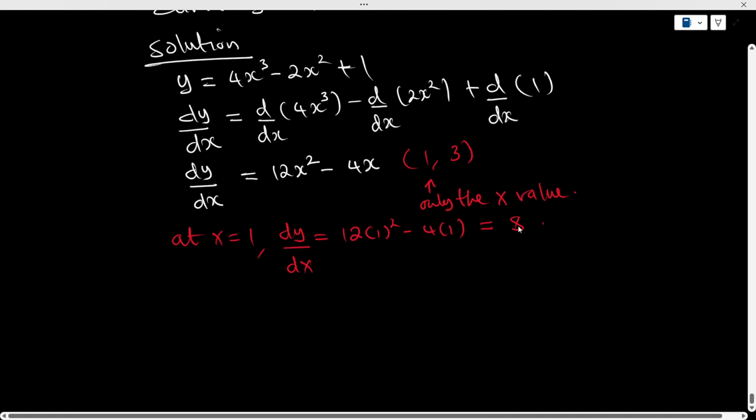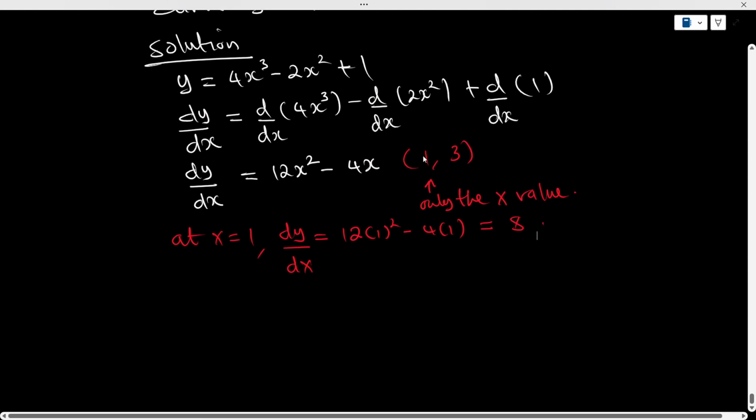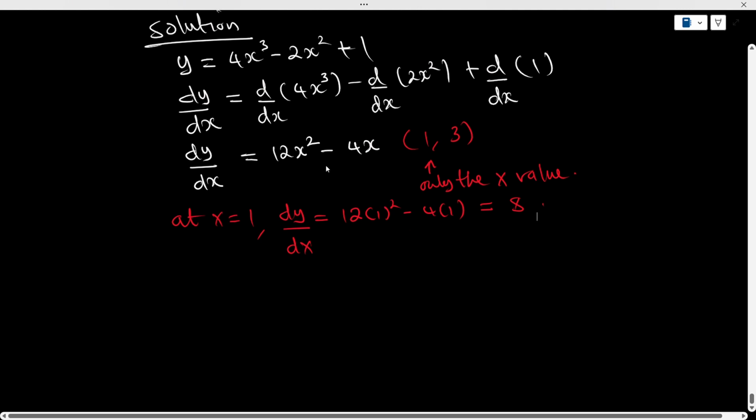So this is the gradient of this curve, for 4x cubed minus 2x squared plus 1, at the point x equals 1. Remember what I said in the beginning, that the gradient of the curve is not constant, it keeps on changing. So if you have another point, let's say at 2, if x is 2, we're expecting to have a different gradient.